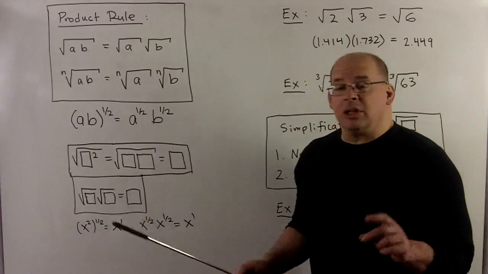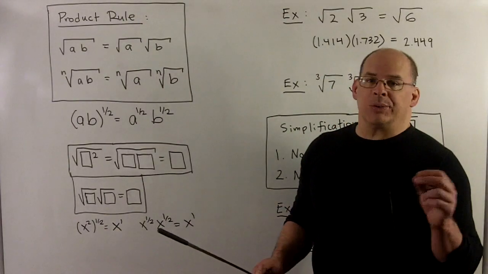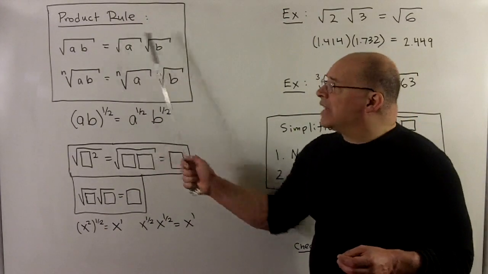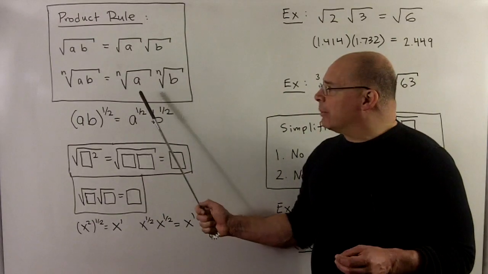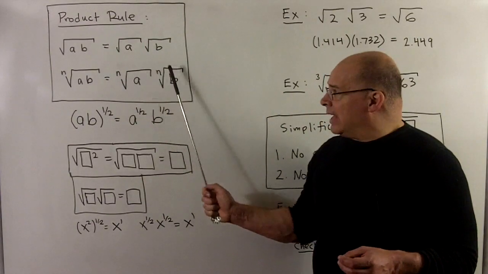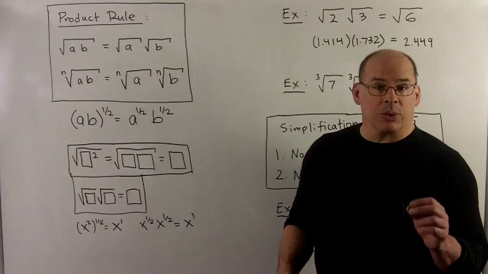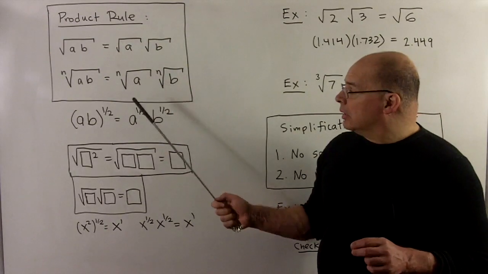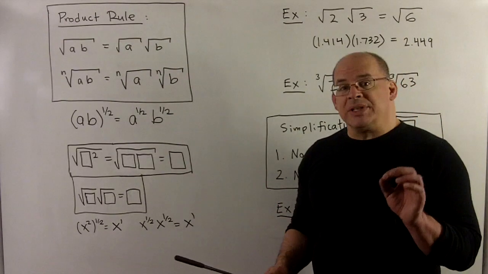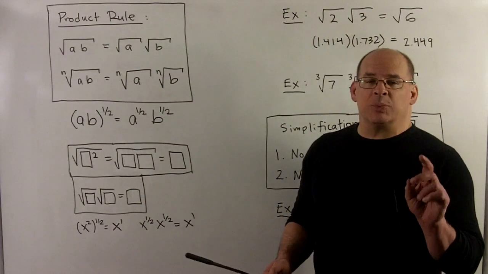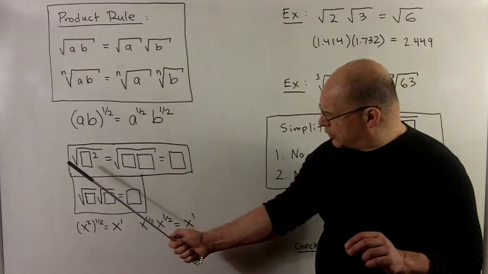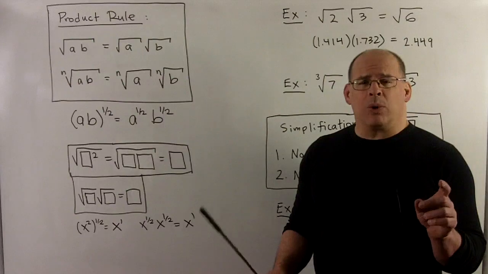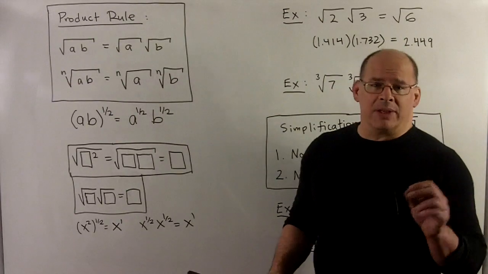There's nothing special about 1/2 here, so if I replace it with 1 over n, then it's the same rule for nth roots. We just have to remember that the n's have to match to use the rule. Before we go to examples, let's take a look at two special cases of square root rules that we're going to use often here and beyond this video also.